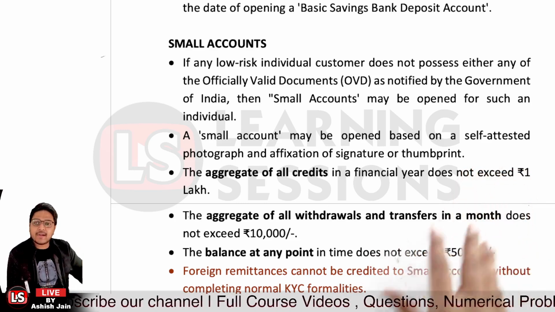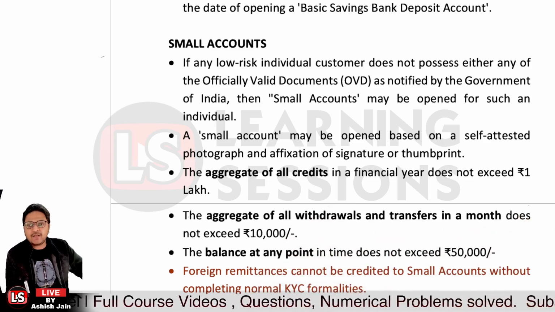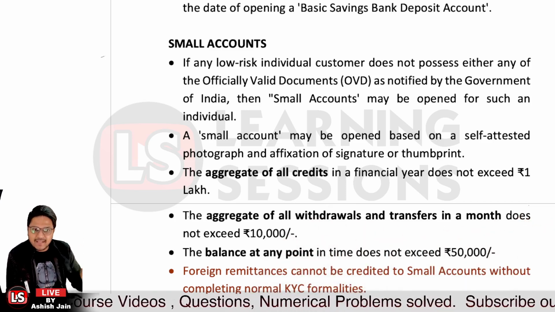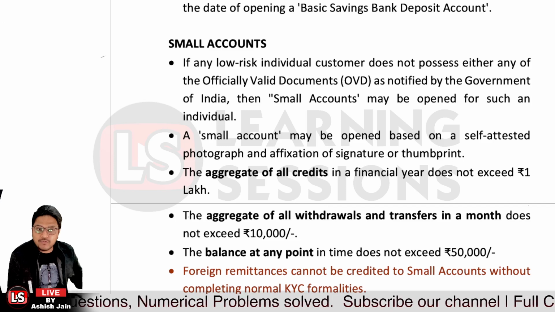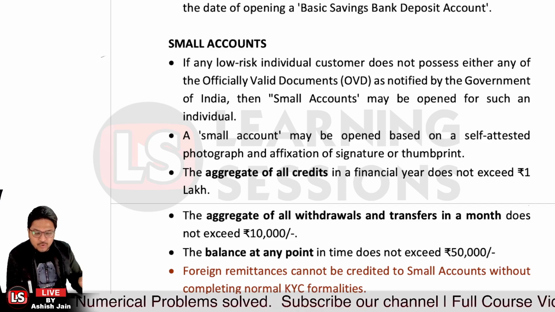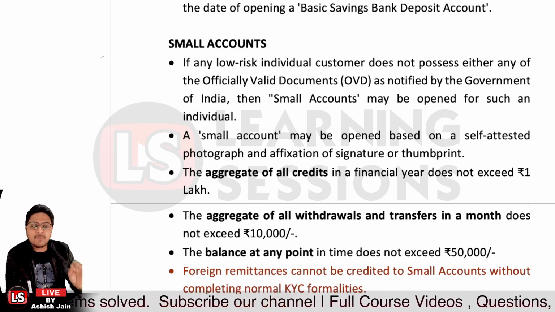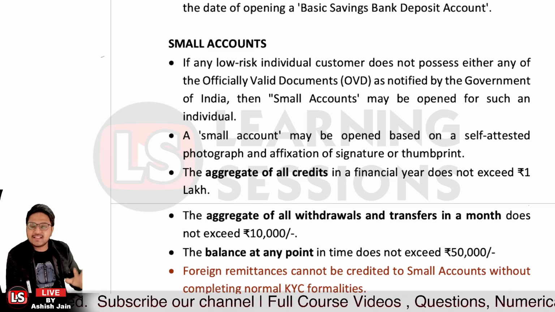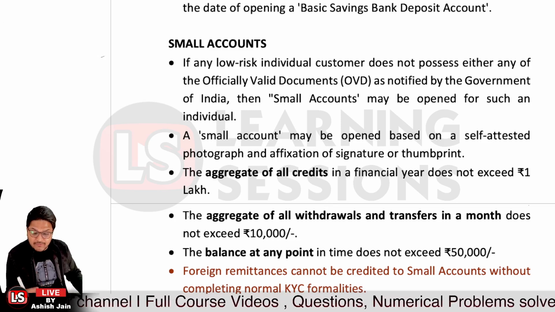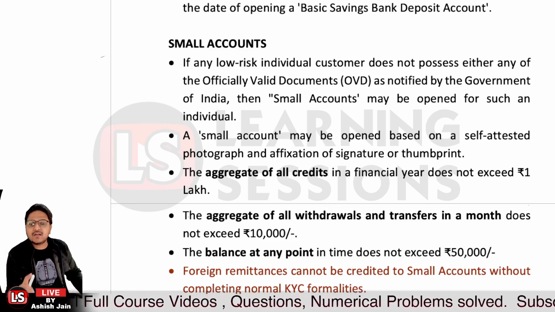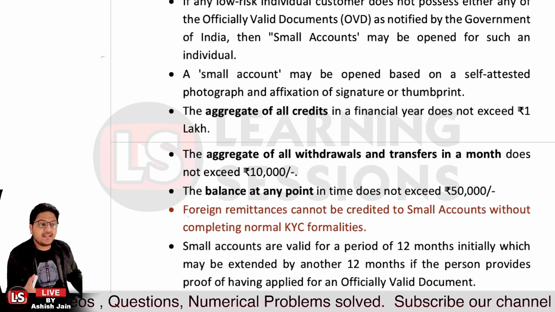So related to aggregate credit, the limit is rupees 1 lakh. Related to withdrawal per month, the limit is 10,000. And further, the total balance at any point of time shall not exceed 50,000 over there. And further, as I have told you, this is a limited account, so foreign remittances cannot be permitted in the small account when you have not completed your KYC. Once you have completed your KYC, only after that can foreign remittance be permitted. Otherwise, foreign remittances cannot be permitted in this account.